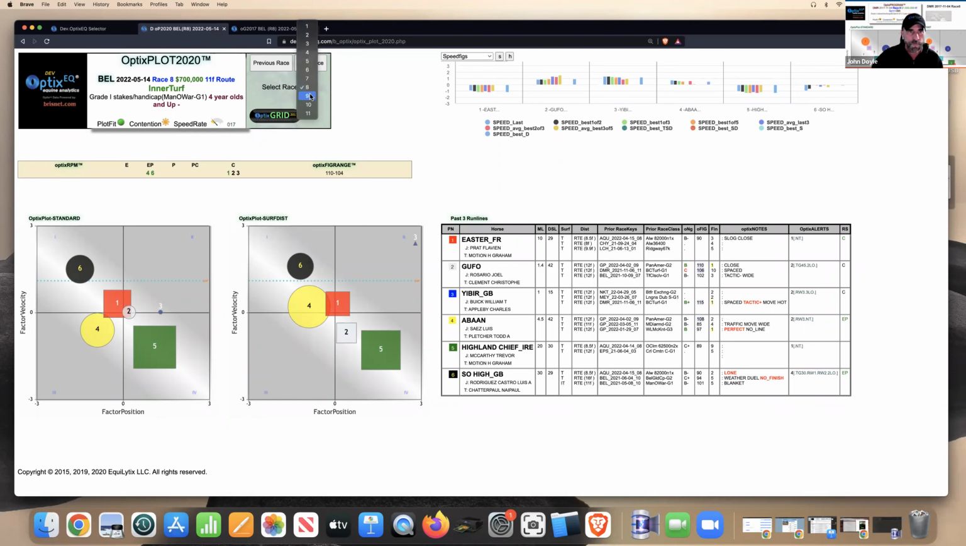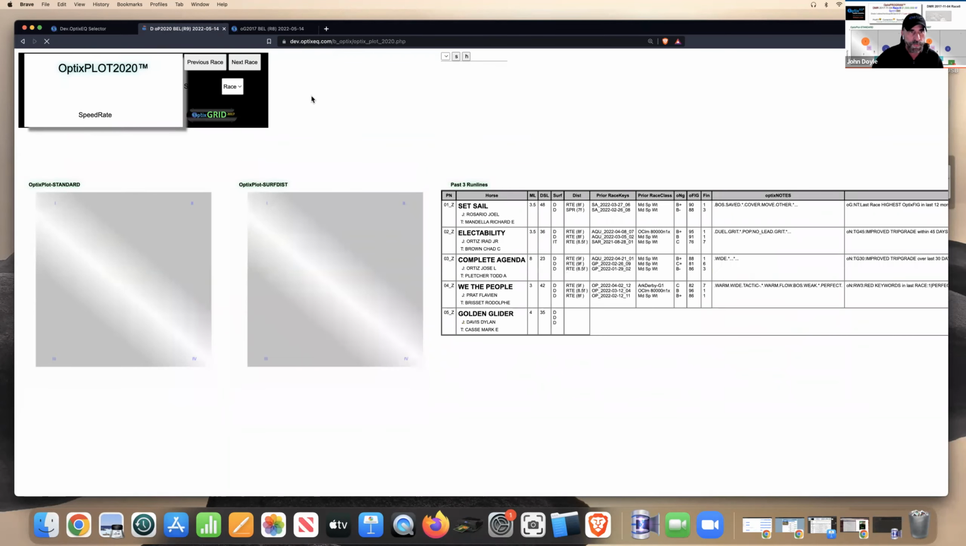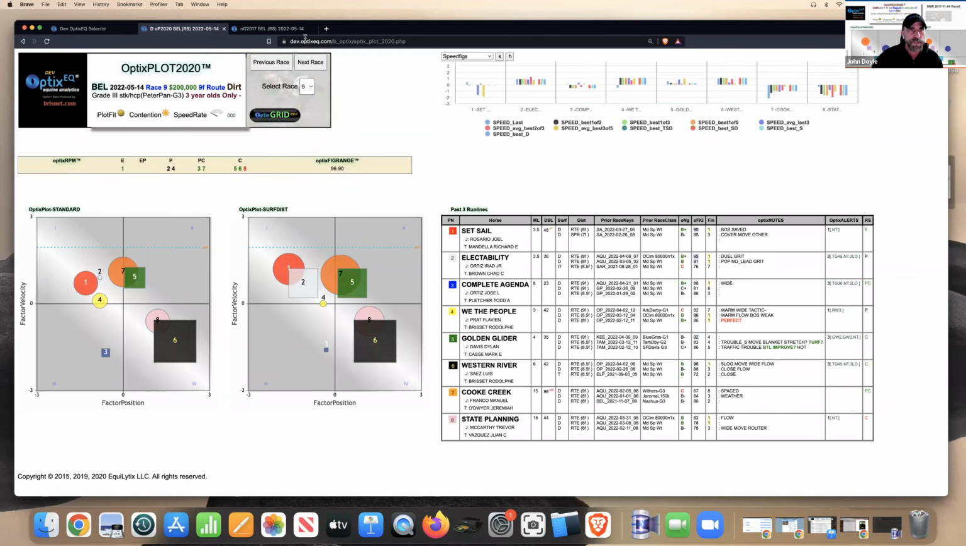I'm going to shift over to race number 9, and that's the Peter Pan. And this race usually is a good preview, sometimes, into the Belmont. A lot of horses have come out of this race over the years and have won the Belmont. So it's a race to look for, and maybe as a prep for the Belmont.